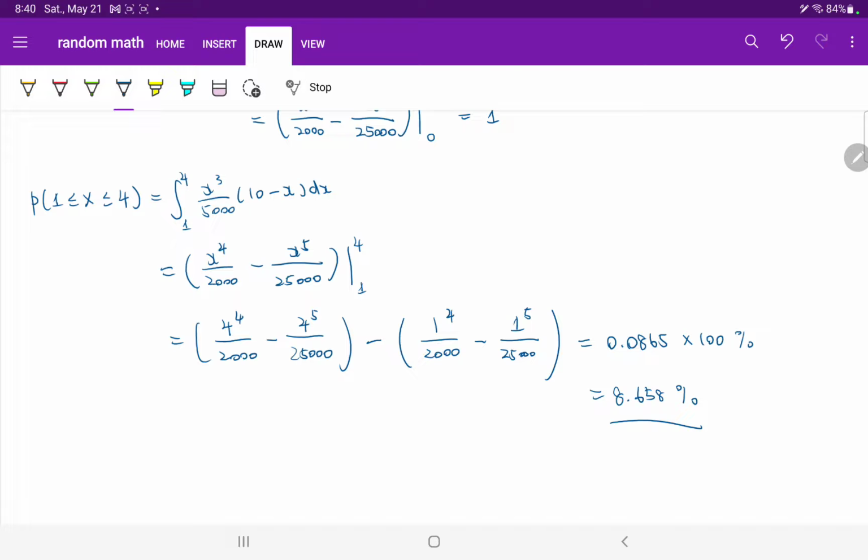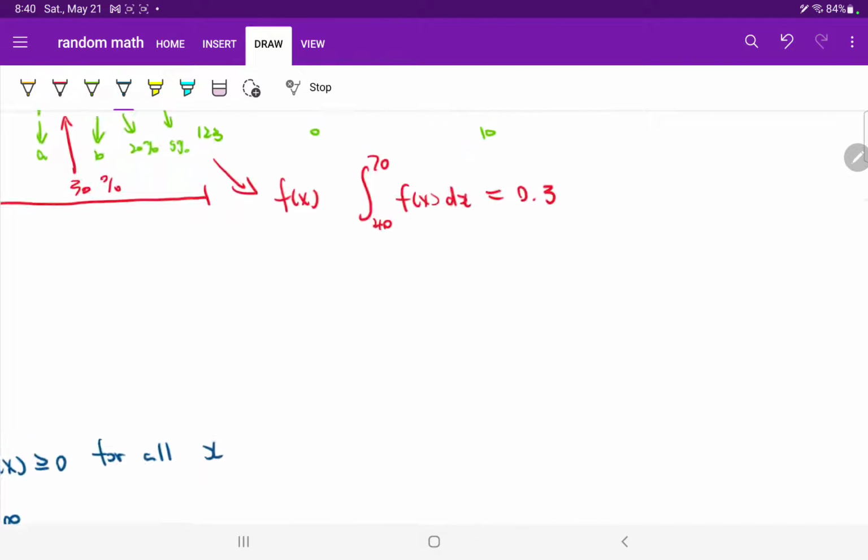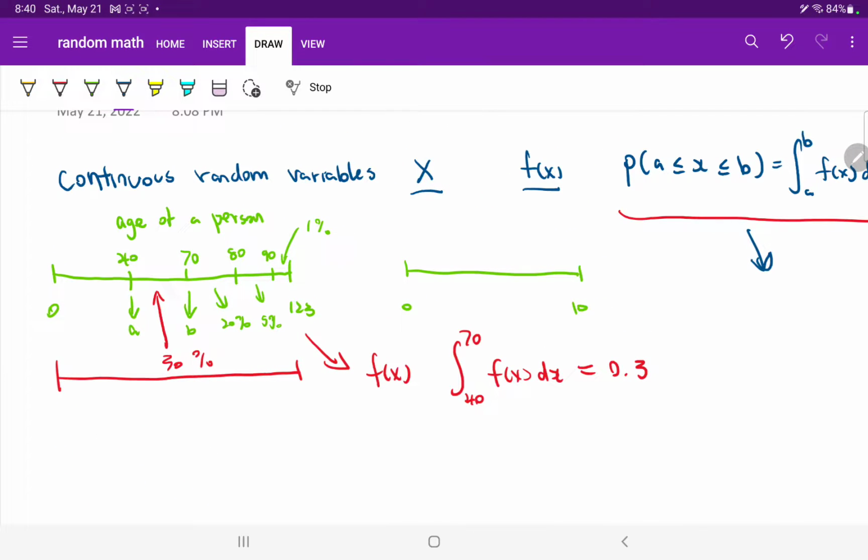What this number means is that if we were to choose a random value between 0 and 10, the probability that it lies between 1 and 4 is about 8.658%. So this is what a probability density function is all about. It's really useful because it tells us the probability that a random value lies between some interval that you choose.